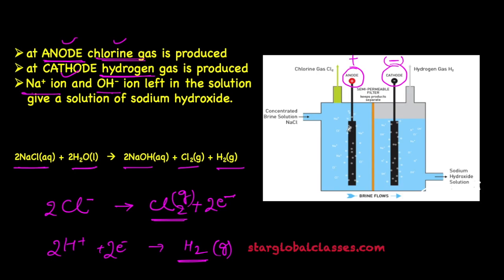Here at the positive electrode, chlorine is formed, and at the negative, hydrogen gas is formed. And you can see here hydrogen gas going out through this side and chlorine gas escaping through this side. In the solution, there remain sodium ions and OH ions. These two join together to form sodium hydroxide. It is taken out from the electrolytic cell. So three products are formed: hydrogen, chlorine and sodium hydroxide by the electrolysis of brine.